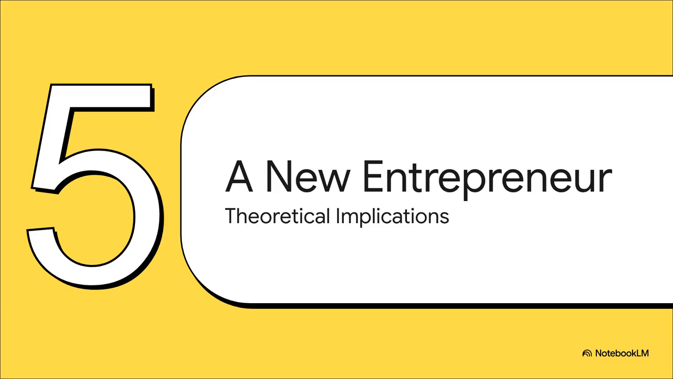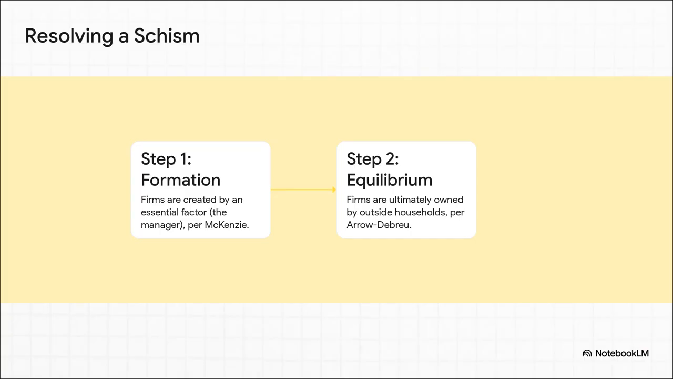So this model does more than just explain ownership patterns. It has really profound implications for how we think about the role of the entrepreneur and the nature of the firm itself. What's so elegant about this is how it reconciles that old theoretical debate. It shows that, in a way, both Mackenzie and Erode-Breu were right. They were just describing different stages of a firm's life. At the moment of formation, Mackenzie's view wins out. Firms are started by an essential factor of production. But in the final equilibrium, it's Erode-Breu's world. Firms are owned by passive, outside households.